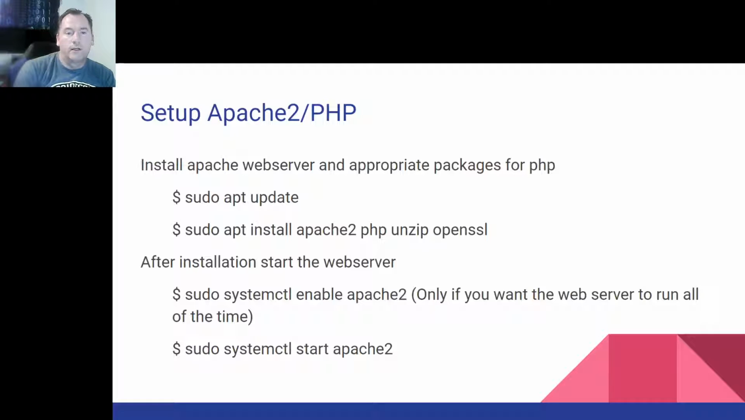So first on Kali, we need to install an Apache web server. Sudo apt update just to update the package repository, and then sudo apt install apache2, php, unzip, which is just a good application to have, and then openssl.